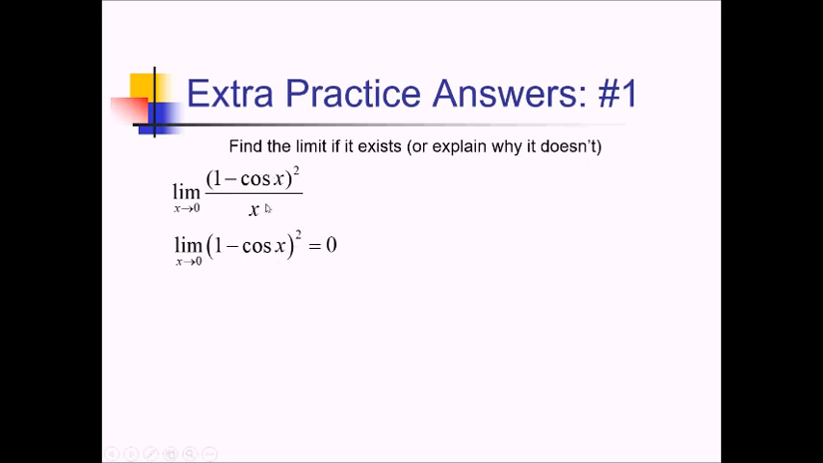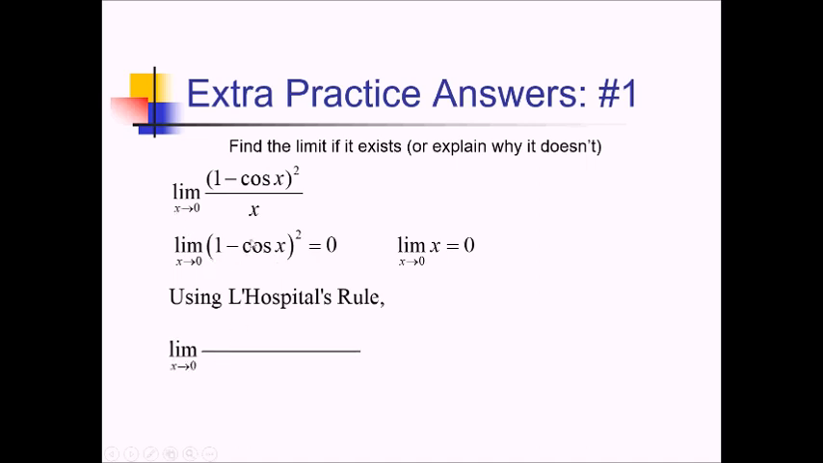Denominator, and even though we know what's going to happen, we have to write it out with limit notation to make it official. Limit as x approaches 0 of x is going to be 0. Since the numerator and denominator are both 0, we apply L'Hopital's rule. So we're going to take the limit as x approaches 0 now of the quotient of the derivatives. So we're going to take the derivative of the top and bottom independently.